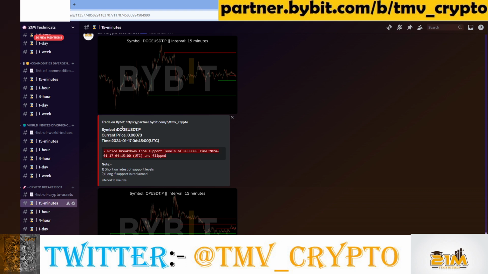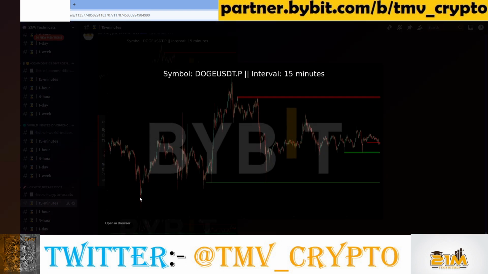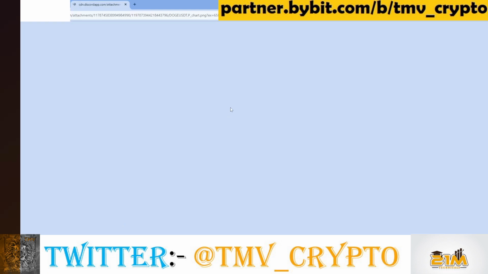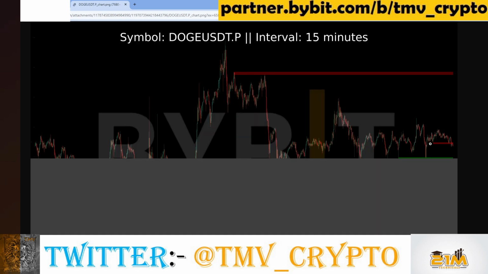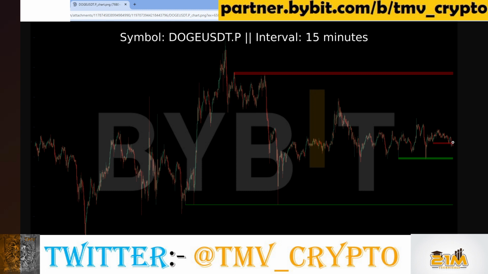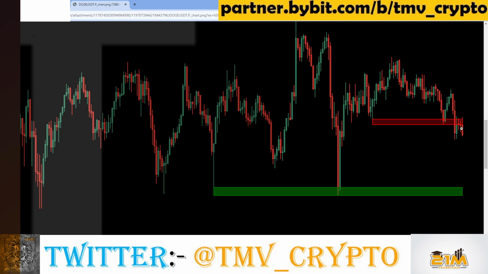For example, for Doge USD perps, the current price is 0.08073, and the notification was price breakdown from support levels of so and so. So if you just look at the chart and look at what exactly this means and how you would like to play this, basically, you see a small resistance, the red line, and the price is literally breaking down and flipped under.